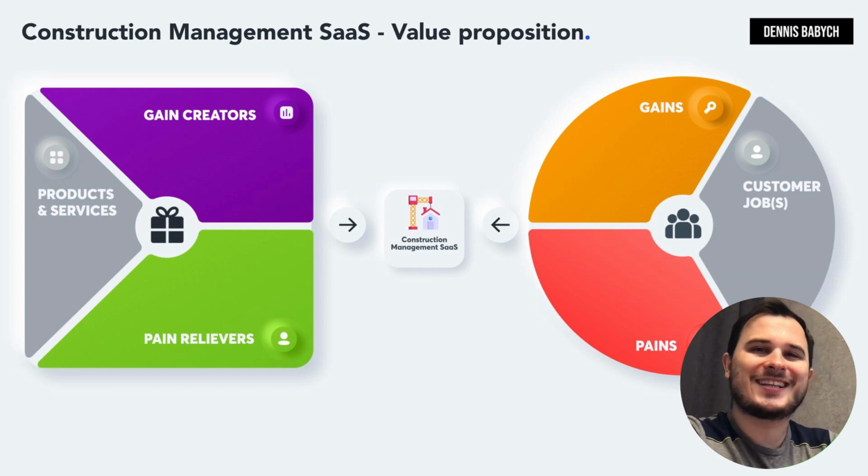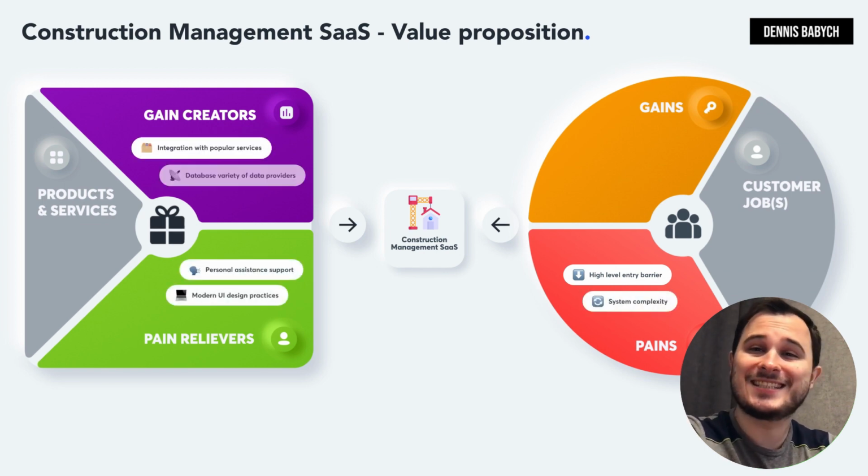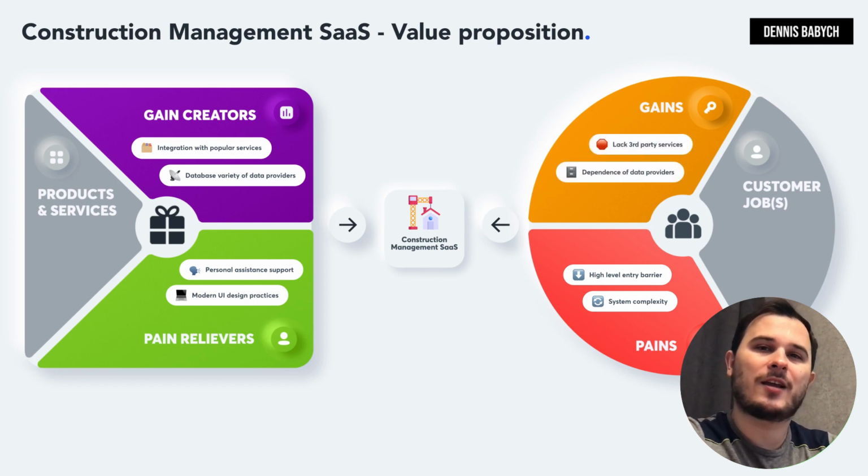Picture this. You have an exciting idea for your own construction management software. Before starting the software development phase, it's important to identify pains and gains of your users. It could be something like new system complexity, high-level entry barrier, lack of integration with third-party services, and dependency on data providers. Once you've identified all these issues, it's the perfect time to leverage your platform to tackle them. You can provide solutions such as personal assistance support, modern UI design practices that will help users achieve their main goals faster, integration with popular services, databases, and a variety of data providers.